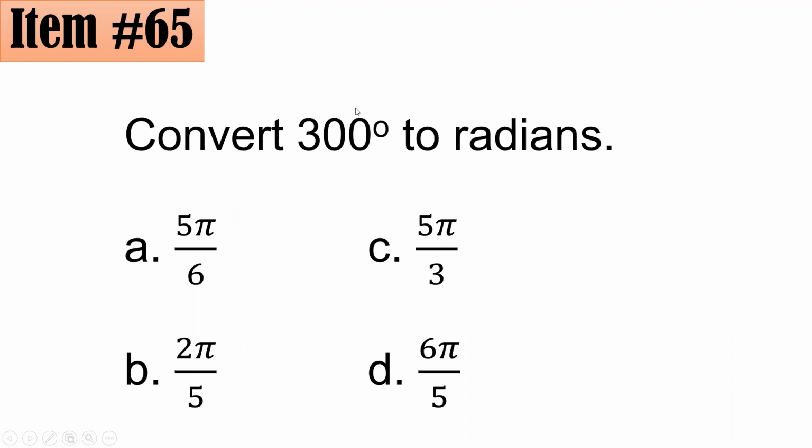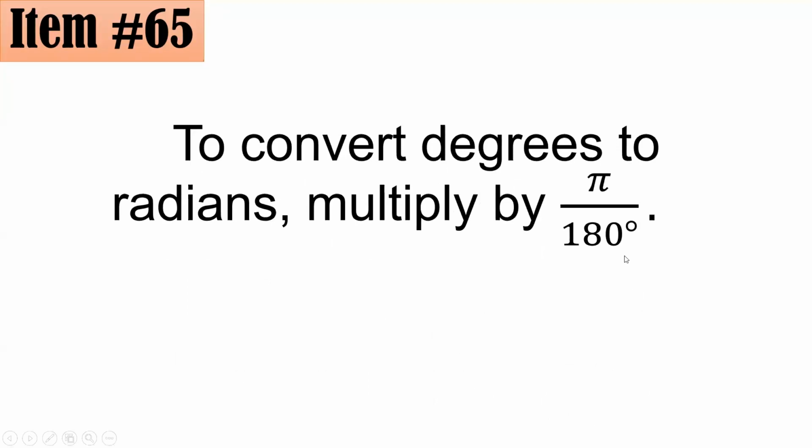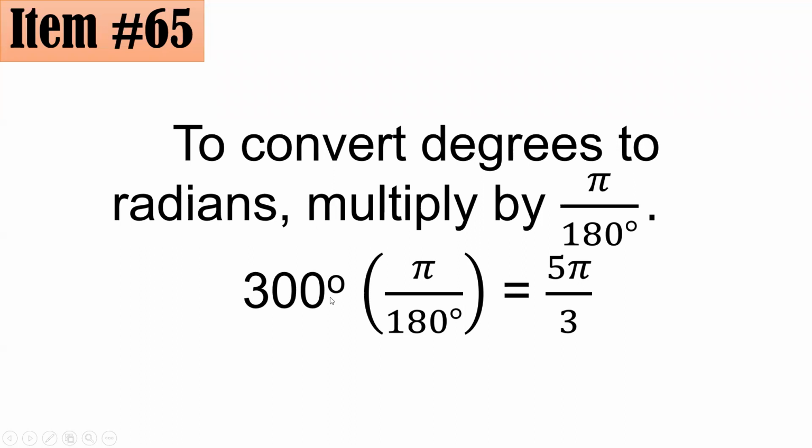In converting degrees to radians, all we have to do is multiply by the conversion factor pi over 180 degrees po. That's why 300 degrees times pi over 180 degrees, the 300 and 180 could be divided by 60 because that's their GCF. And simplifying it gives us 5 pi all over 3. So if you answered letter C, great job. And many of you got it right as well.